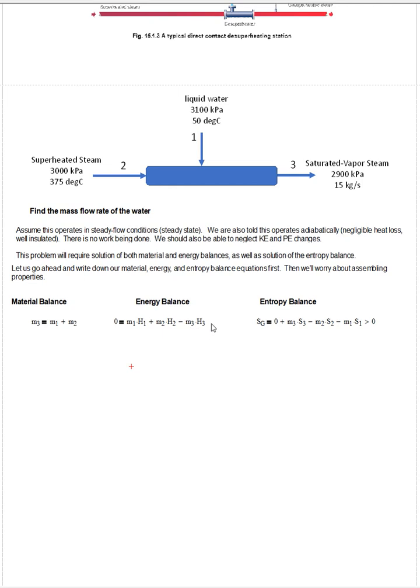And I did not write the Q. There's no heat transfer between our system and our surroundings. Also, there is no work. So Q and W are 0 in this term. I didn't write them down.